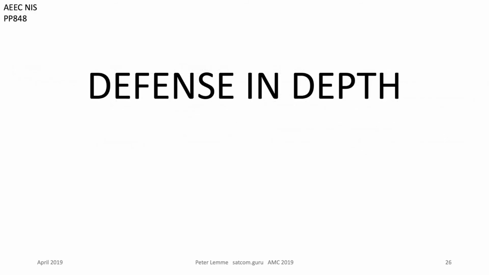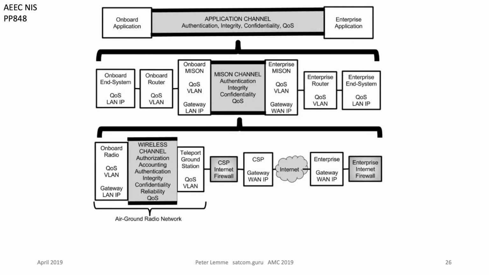Defense in depth, very briefly, the idea is that you have barriers that are successive, so you have to cross those barriers one after the other in order to get to the protected assets, not one hop, but 2 or 3. Project paper 848 out of the AWEC expresses 3 different barriers.